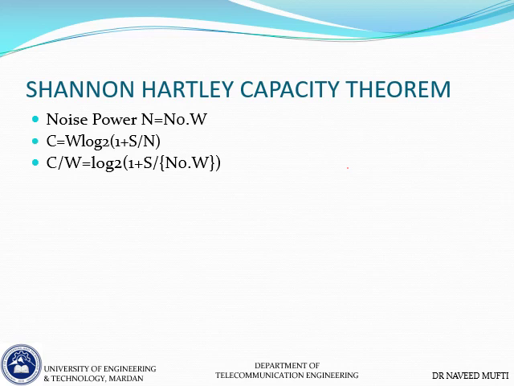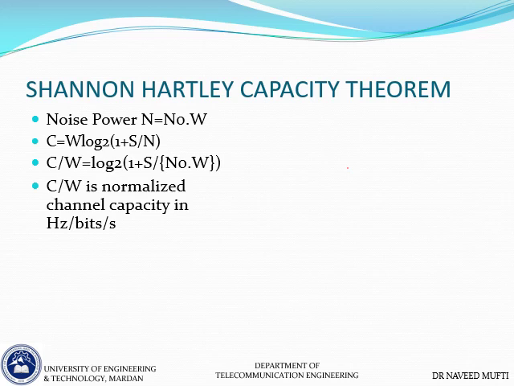So this expression then looks like this, as given in the third bullet, as you can see here. Here I've divided it by W. So C by W is on the left hand side, whereas log 2 of everything else is on the right hand side. That is how the equation for the Shannon Hartley theorem is transformed at this stage.